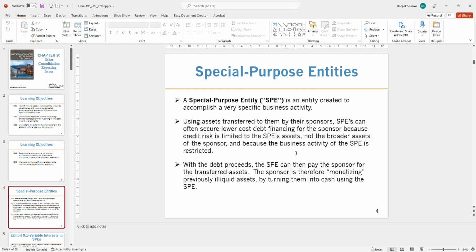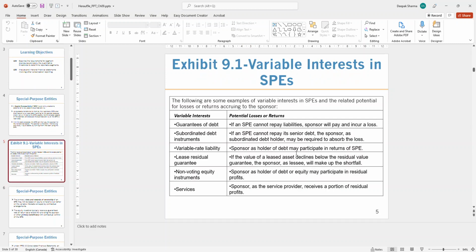Now, the company that transfers those assets will take some kind of interest or a profit share from those special entities. So that's how this relationship could be built. With the debt proceeds, the SPE will then pay the sponsors for the transfer of the assets, and those monetary values could be liquidated, turning the assets into cash for the SPE. So these are some of the examples where these relationships could exist.